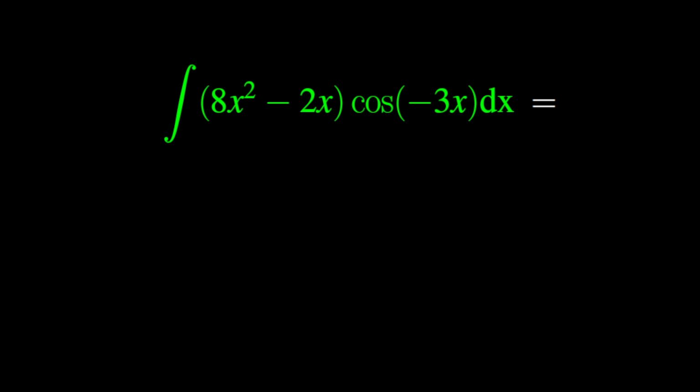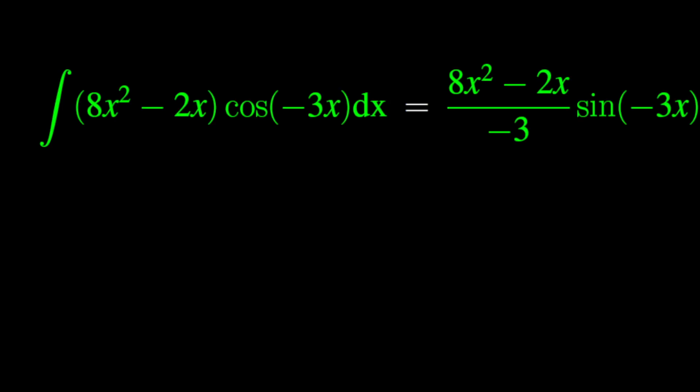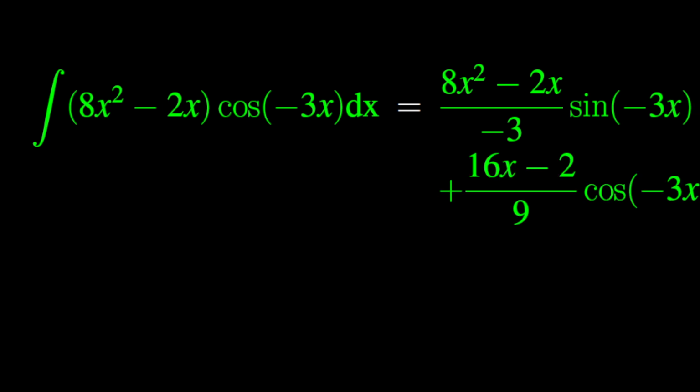Lastly, combining the last two results we see that the integral of 8x squared minus 2x times cosine of minus 3x dx is equal to 8x squared minus 2x over minus 3 times sine of minus 3x, plus 16x minus 2 over 9 times cosine of minus 3x, plus 16 over 3 over 9 times sine of minus 3x plus a constant of integration c.